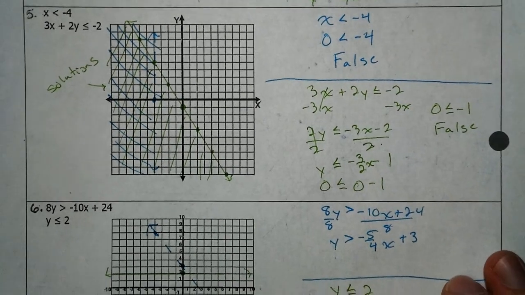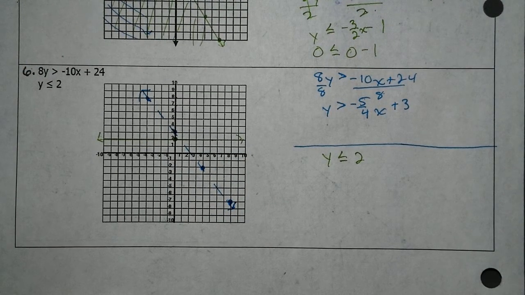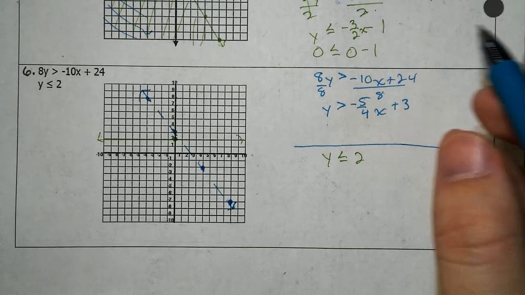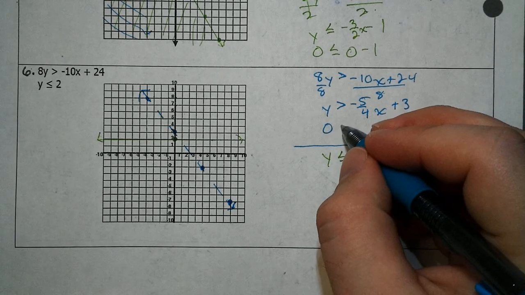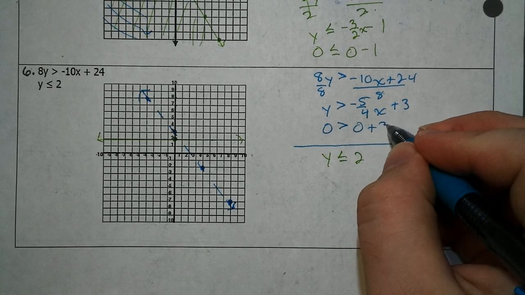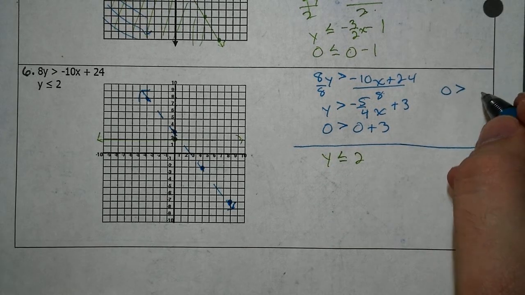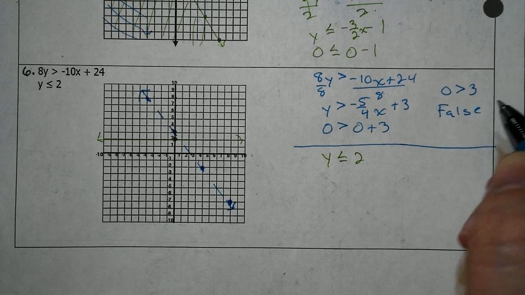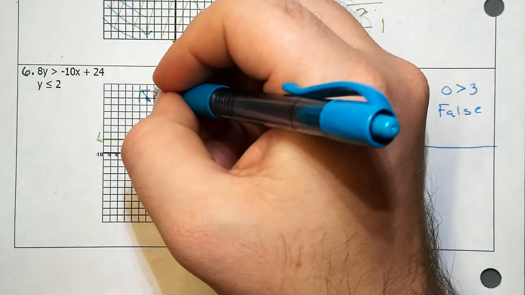Alright, so we've got our lines, and now we're just going to plug in our test point. Once again, they didn't go through 0, 0, so let's just use 0, 0. It's the easiest one to plug in. So when I plug in on my top, is 0 greater than 0 plus 3, which is 3? No, that's false. So instead of shading in underneath where 0, 0 is, we're going to shade in the top.